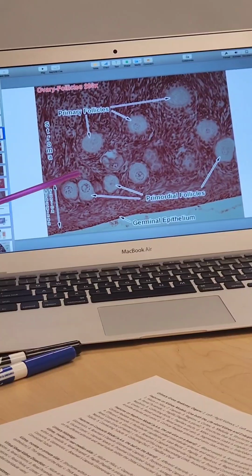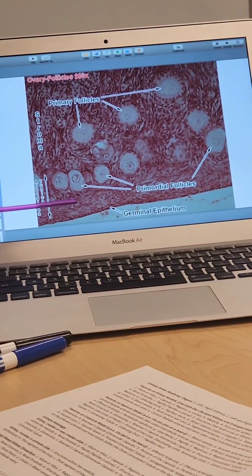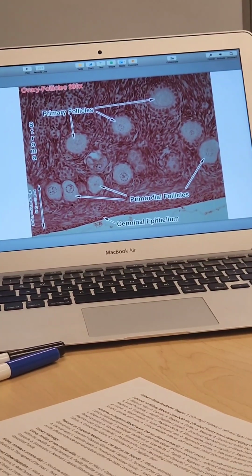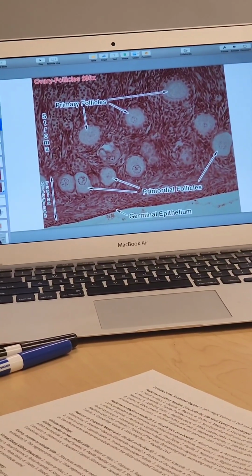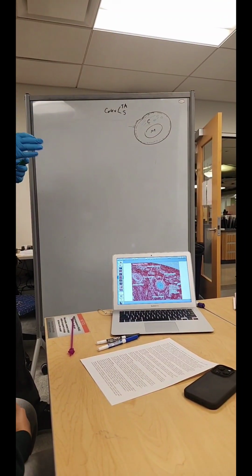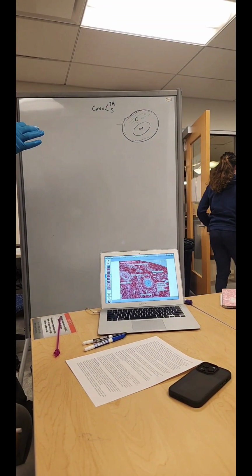So this is what I wanted to show you. Again, germinal epithelium. This is the tunica albuginea. What is this full layer? Sublayer. Stroma. There are thousands of eggs. Yes, guys. What are the eggs called?